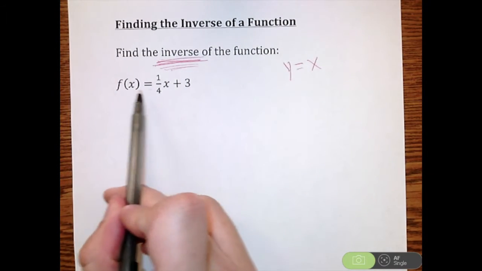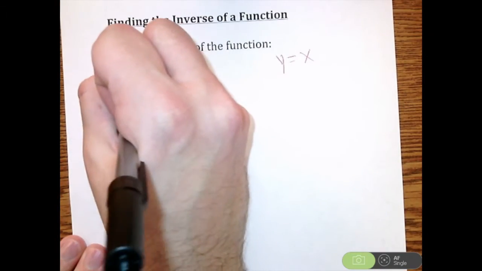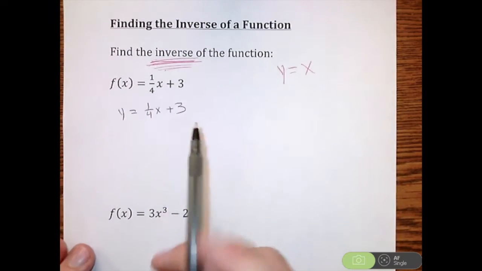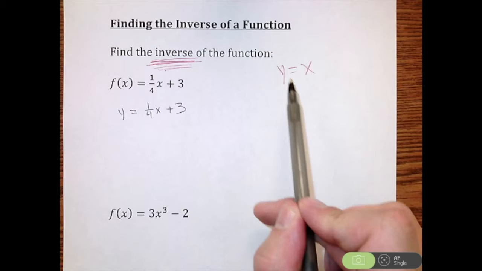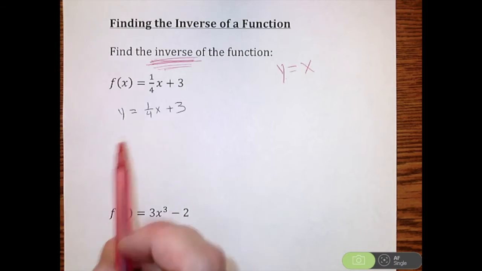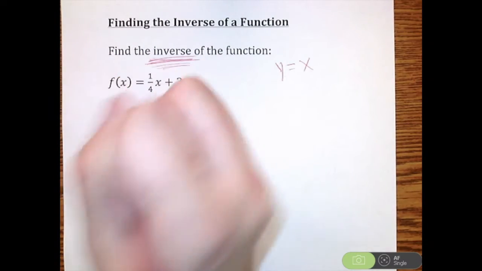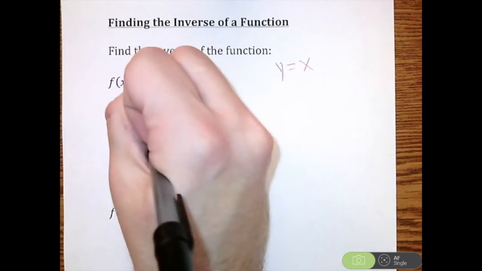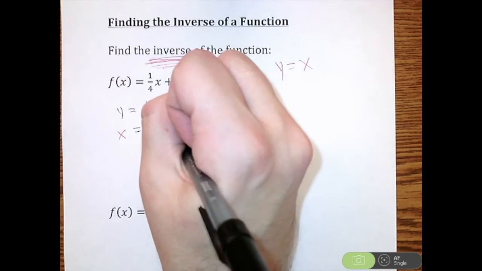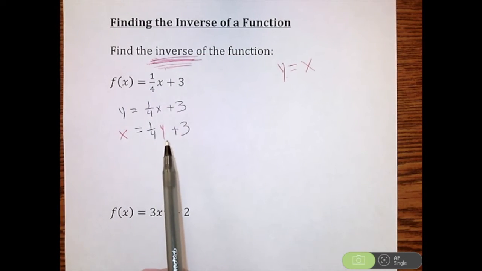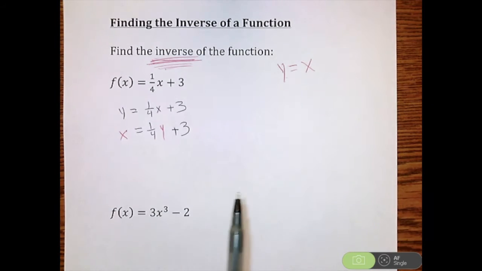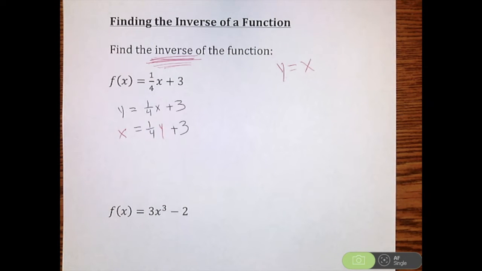So when you have a function, f of x equals 1/4 x plus 3, that's the same as y equals 1/4 x plus 3. If I want to find the inverse of this, my y's are now x's and my x's are now y's. So instead of having a y here, I'm now going to have x. So I have x equals 1/4, and instead of an x, I'm now going to have a y. So x equals 1/4 y plus 3. What I'm doing is switching y and x. So that's the first step, switch x and y.